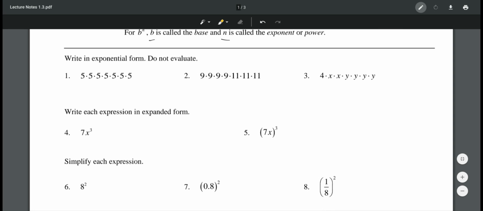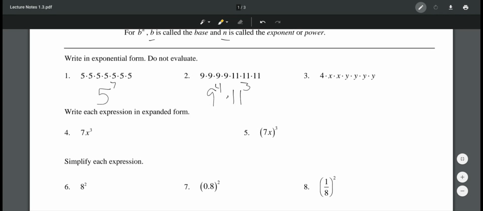The first set of examples says to write an exponential form and do not evaluate. So if you notice in the first example, it's just a whole bunch of fives being multiplied together. If you count them up, there are 7 of them. So you would write it in exponential form, 5 to the 7th power, because there are 7 fives being multiplied. In the second example, there are 4 9s and 3 11s.